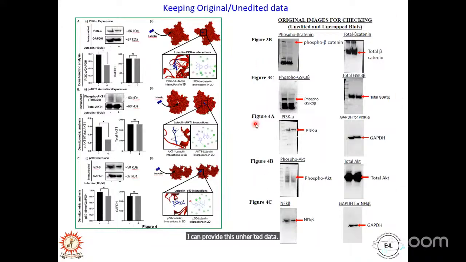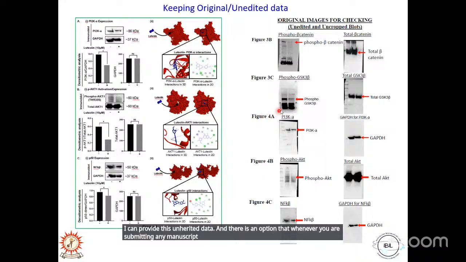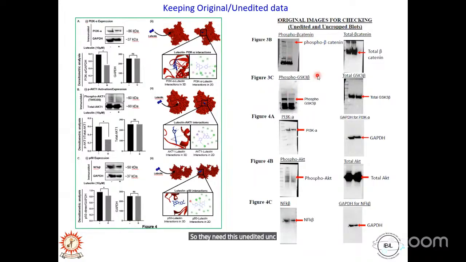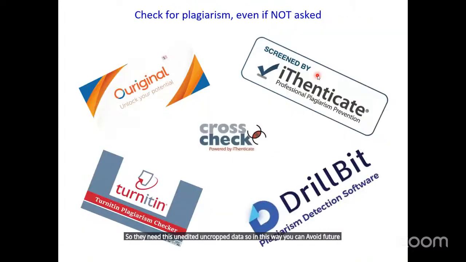And there is an option that whenever you are submitting any manuscript, in the supplementary file you can provide the original images. In quality journals published by Science, Nature, Cell, and many other high quality journals, they need this unedited, uncropped data. In this way, you can avoid future problems. And please do run plagiarism checking, even if not asked. These are CrossCheck, Turnitin, iThenticate, and others. These are very quality software, and they're expensive too.